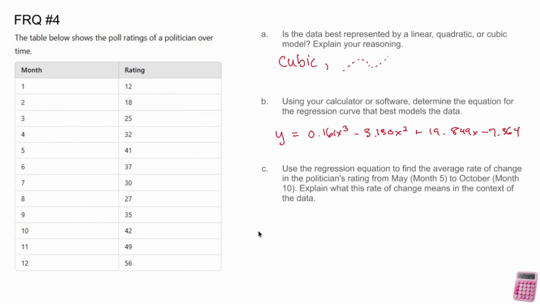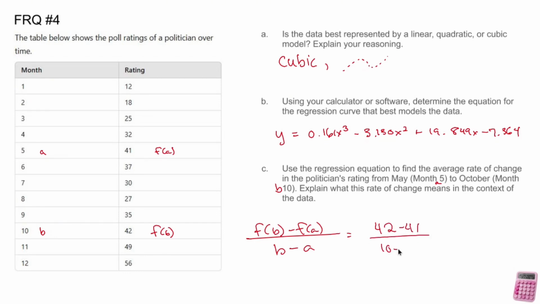If we're using the average rate of change, that's this formula right here, the same formula that you used a bunch of times, like so. This would be my A, and this would be my B, so 5 would be my A, and 10 would be my B, and then this would be my F of A, and this would be my F of B, right? So I'm going to run to my calculator, I'm going to figure out what 42 minus 41 over 10 minus 5 is, which I don't really need my calculator for, but I'm going to show you how to do that anyway because it's important to know what to do with fractions in your calculator.